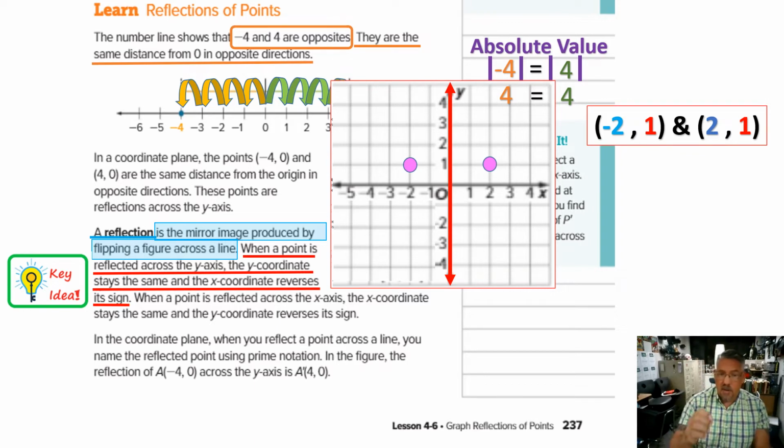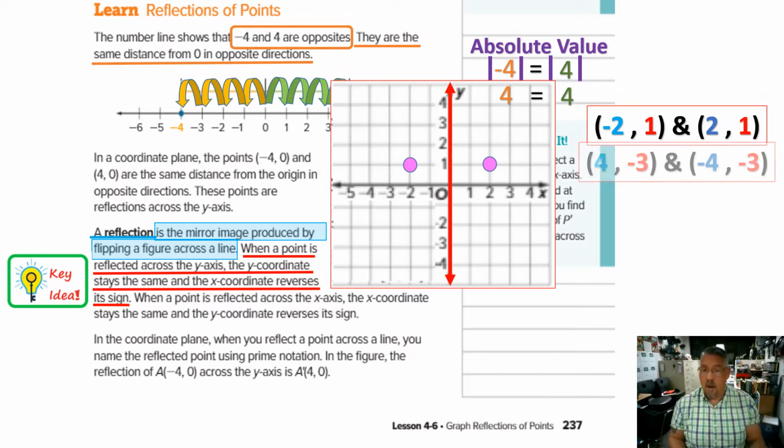So once again, here's the key idea: if I'm going to reflect across the y-axis, the y-coordinate will always stay the same. The x-coordinate just becomes its opposite. If it's positive, it becomes negative. If it's negative, it becomes positive.